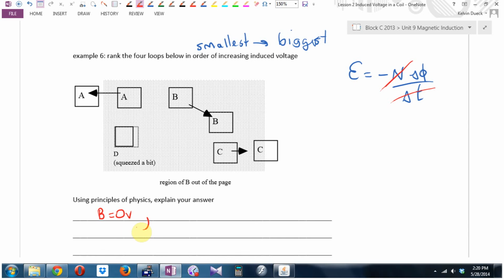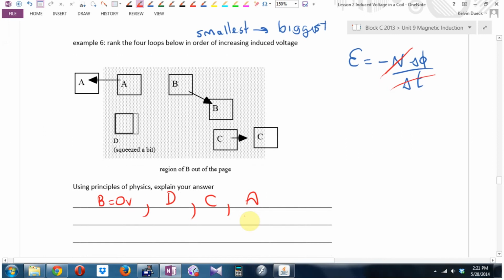D? Squeezed a bit, so a little bit of change in flux, but not big. Which one would be next? I think C. I think A has the most voltage because A goes from full flux to no flux. I think that's the biggest change, as opposed to C, which goes from full flux to some flux. So I think C, then I think A. It says, explain your answer. We just kind of have.